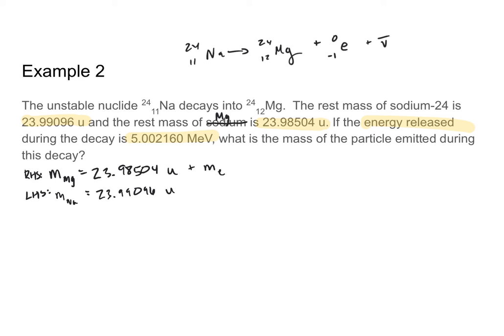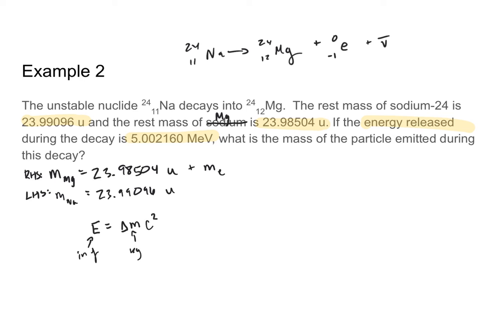Now I know that the energy released is equal to the mass defect times c squared. But my energy released needs to be in joules, and my mass defect needs to be in kilograms. So let's go ahead and fix that up really quickly. So we can rewrite this equation.